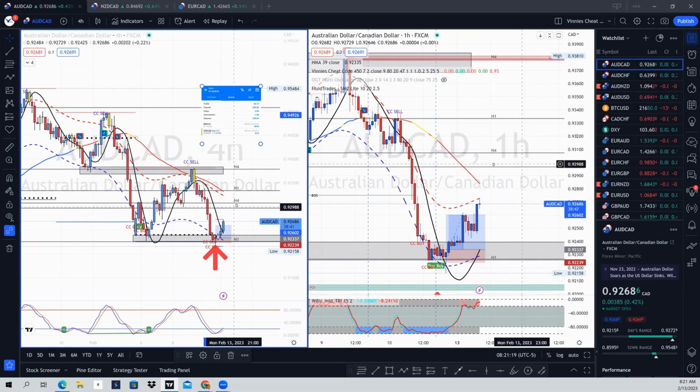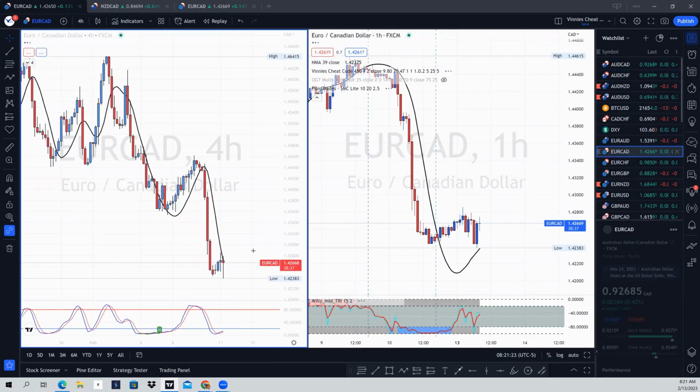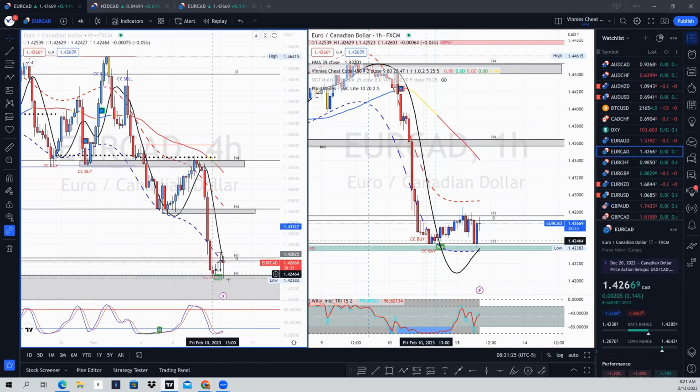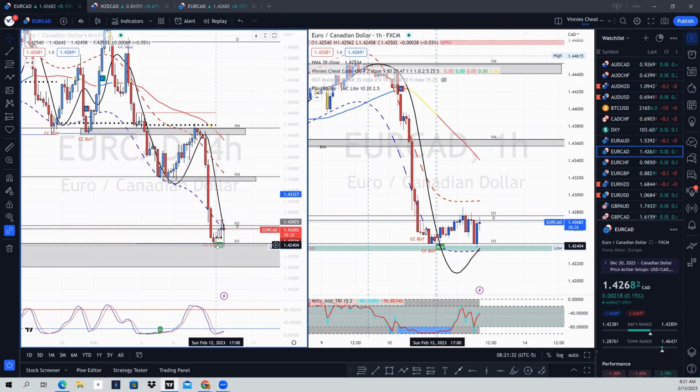So I did see this move on a lot of different CAD pairs. It's happening on EuroCAD also. You had a 4-hour cheat code buy signal. Okay. Price broke. I'm waiting for the retest outside of the band. I don't know if I'm going to get that retest outside of the band, but this is still a retest because price pulled back. It just didn't go outside of the band here. So that's why I was thinking about just taking different entries. Either just take the entry on the break or the break and retest, okay?